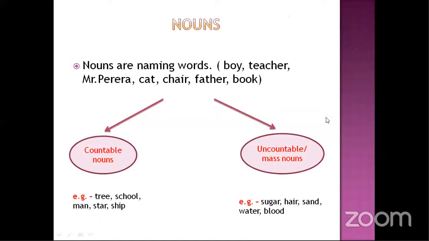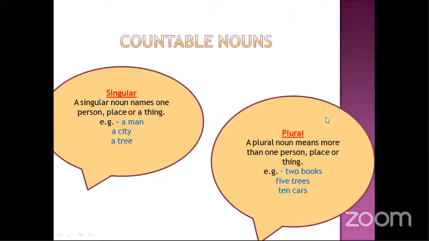Let's move on. When we are talking about countable nouns, you will find singular countable nouns and plural countable nouns. What do you mean by singular?